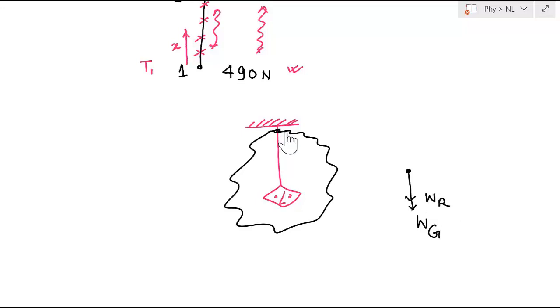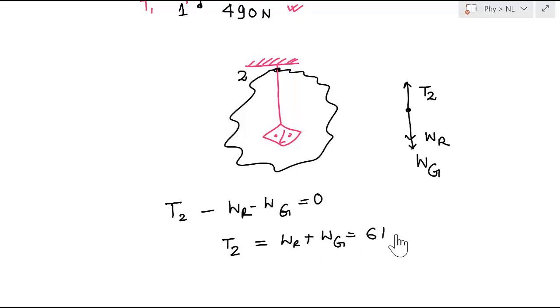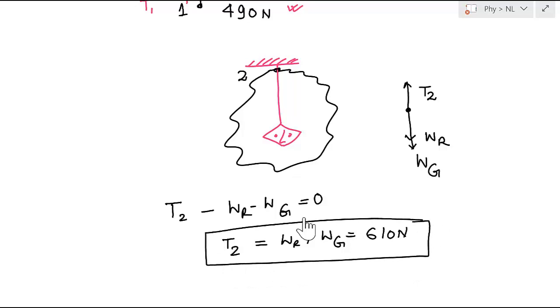And what is the force at this point? This is point number 2. There is a force acting in the upward direction, that is T2, the tension at point 2. Now if I consider equilibrium of this composite system, I can write T2 minus WR minus WZ is equal to 0. So this means T2 is equal to WR plus WZ, and this is equal to 610 kilonewton, as I calculated earlier also.